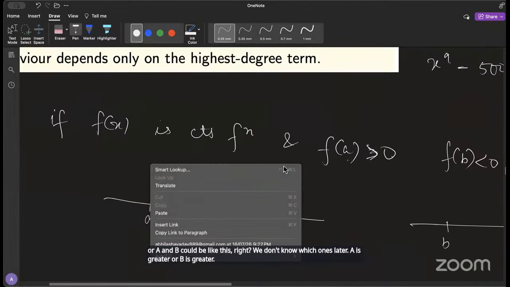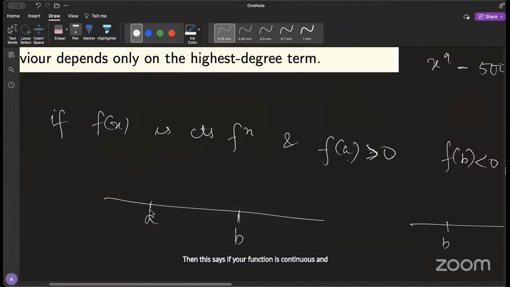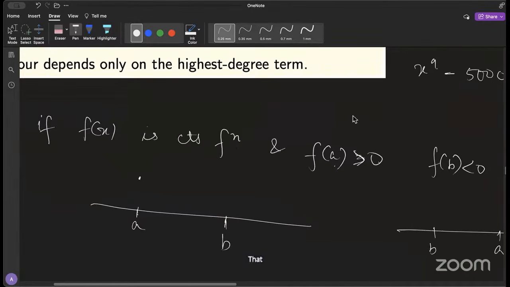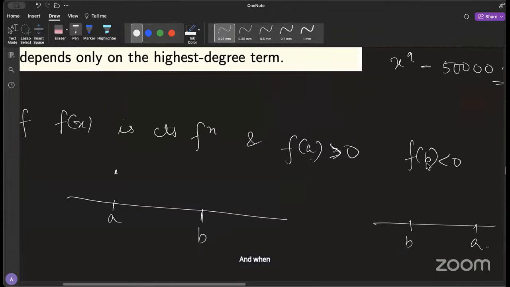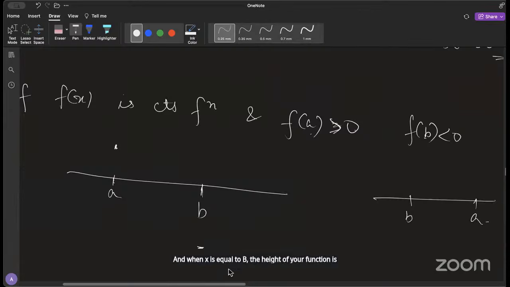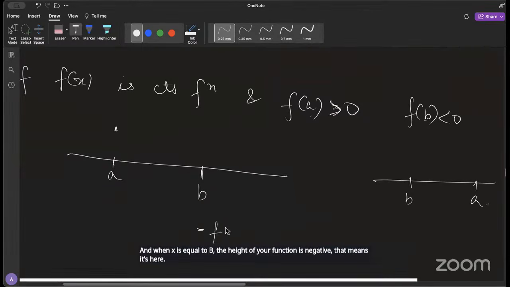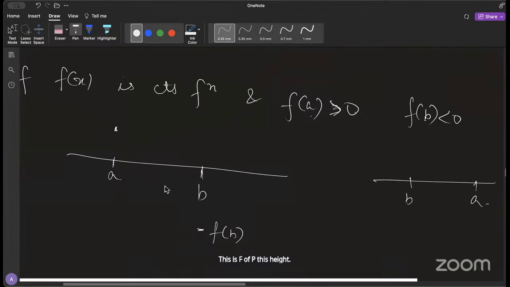We don't know which one's greater, a or b. Then this says if your function is continuous and f of a is greater than 0, so this value is greater than 0. That means f of a is basically the height of your function f at the point a, when x is equal to a. So when x is equal to a, the height of the function is positive, and when x is equal to b, the height of your function is negative. That means it's here. This is f of b, this height.